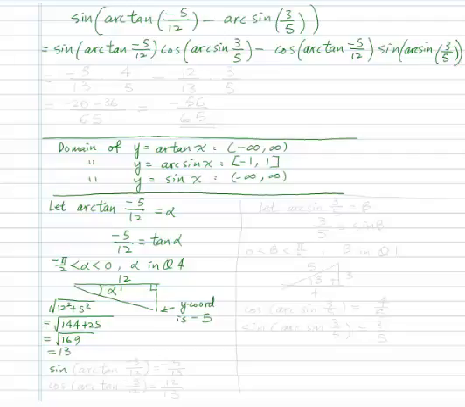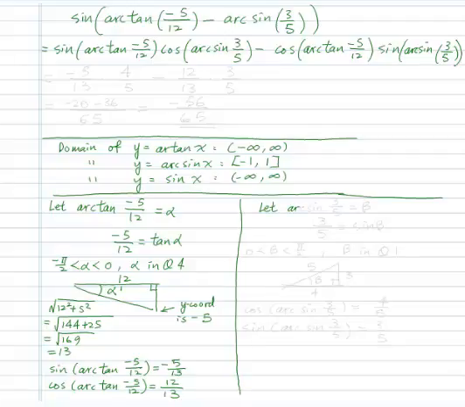Then sine of arctangent of -5/12 is the same as opposite over hypotenuse, which is -5/13. And cosine of arctangent of -5/12 is the same as adjacent over hypotenuse, which is 12/13. We do the same thing for the other angle.